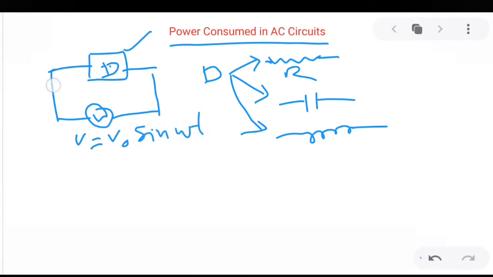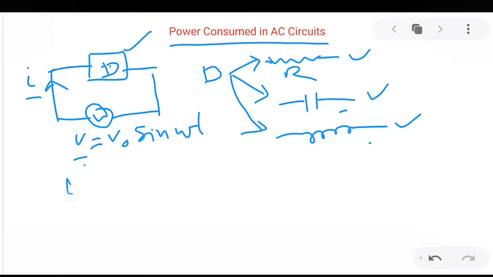And the current that is flowing in the circuit, now it can be anything. It can be resistance, capacitor, or inductor. In resistance, current and voltage are in the same phase, but in capacitor and inductor there is a phase difference of 90 degrees. In case of capacitor, current is ahead of voltage by a phase angle of 90 degrees. In case of inductor, voltage is ahead of current by a phase angle of 90 degrees. So now let us take a general case where the phase difference is phi.